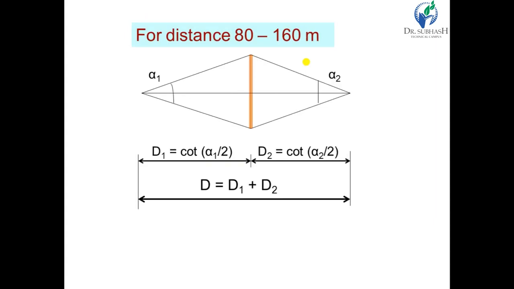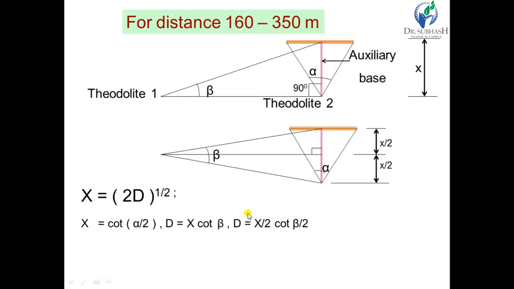Now for distance 80 to 160, right? D1 is equal to cot alpha 1 by 2 and D2 is equal to cot alpha 2 by 2. So total D is equal to D1 plus D2. For distance 160 to 350 meter, right? If we are increasing distance more and more, then our subtended angle becomes smaller and accuracy is decreased.